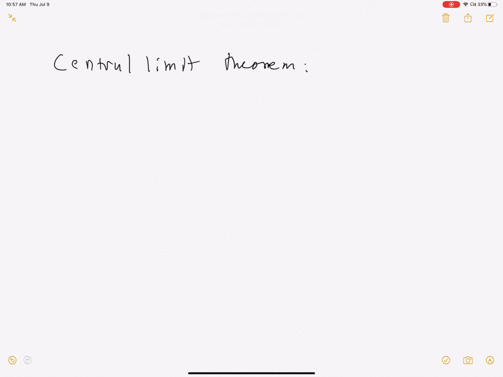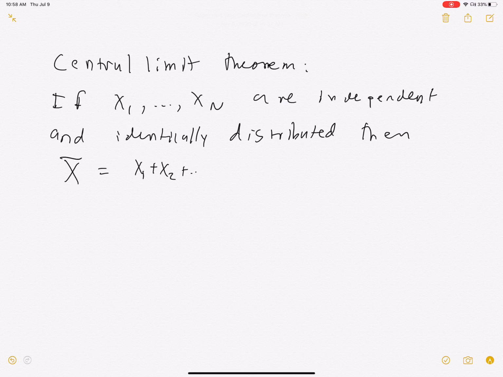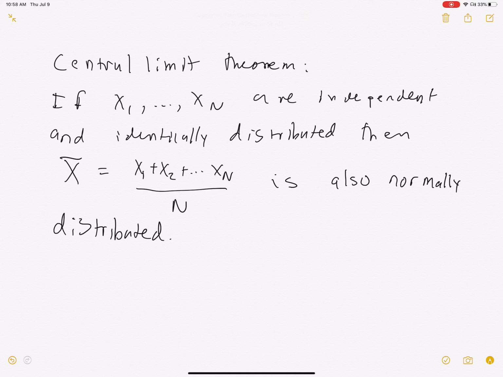Okay, if x1 through xn are independent, meaning one observation does not affect the other, and identically distributed, which has the meaning that the same experimental process is repeated on the observations for practical purposes, then the average, which is just this x1 plus x2 plus x sub n divided by n, is also normally distributed.